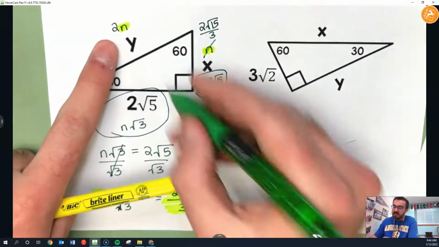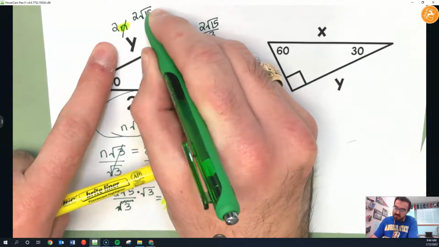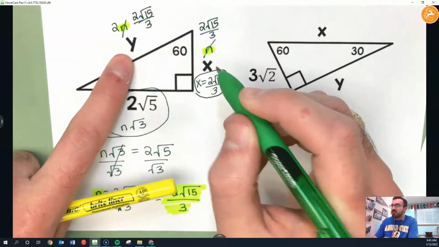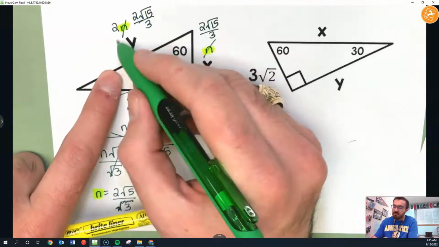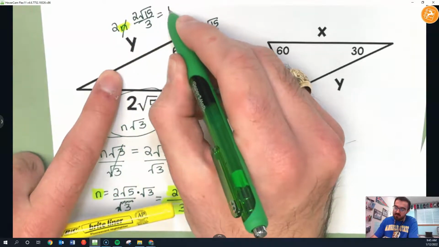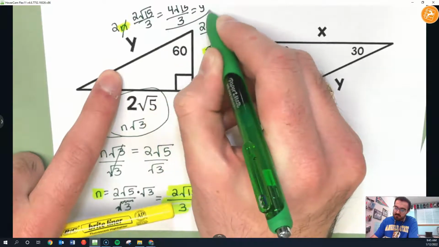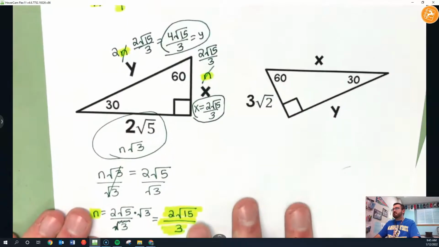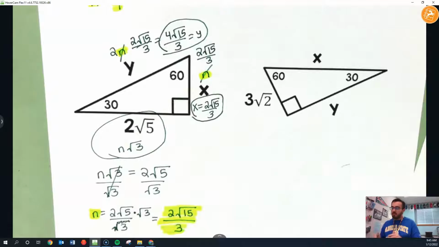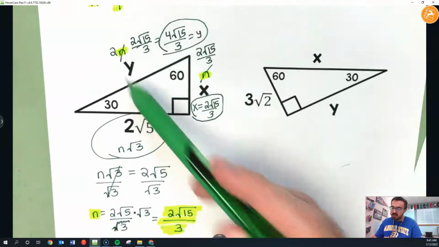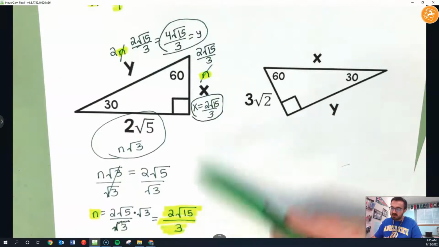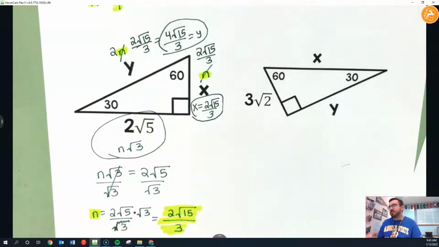Now, what about this one? Instead of this one, I'm going to have 2 root 15 over 3. So is my answer for y just that, 2 root 15 over 3? No. 2 times 2 would equal 4 root 15 over 3. That's going to equal y. Okay. So once I found n, notice how I plugged it in here. I plugged it in here. This one's pretty simple. It's just the answer. This one, you've got to multiply it by 2.